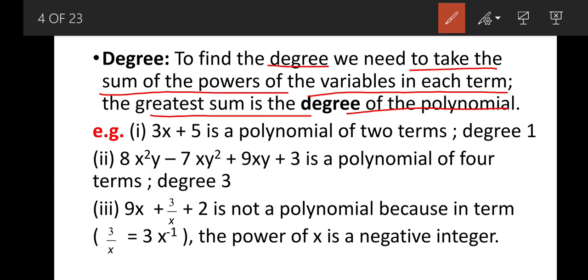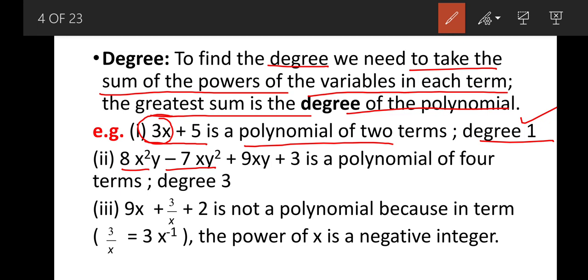First of all, you need to check the powers of the variables. Here in this expression, x is the variable present in the first term and 5 is a constant term. And what is the power of this variable x? It is a non-negative integer, so it is definitely a polynomial, and the degree of this polynomial will be clearly 1, because here the only variable present is x and the power of x is 1, so the degree of this polynomial is 1. Now coming to the next expression, the terms are 8x square y minus 7xy square plus 9xy plus 3.